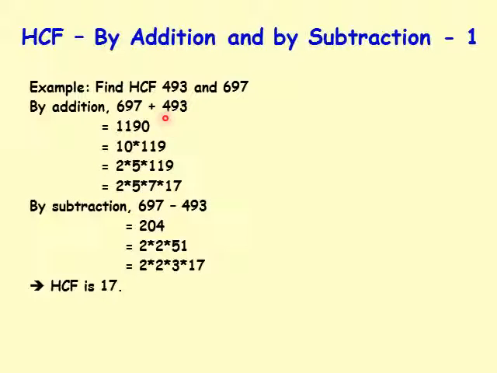Here we added them together, 697 plus 493. Why did we do that? We were trying to get a 0 in the end. We were trying to get a multiple of 10, and that way we can eliminate the 0, because 10 is not a factor of 493 and 697, but I held on to it for a while so that you can see what is going on. So the HCF of 493 and 697 is 17. Let us continue from here.